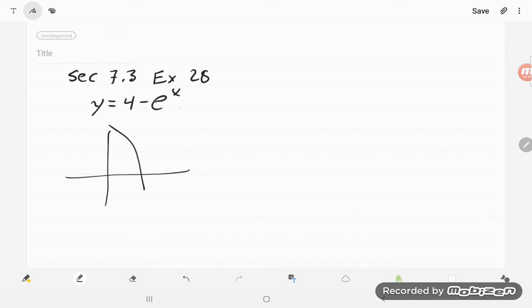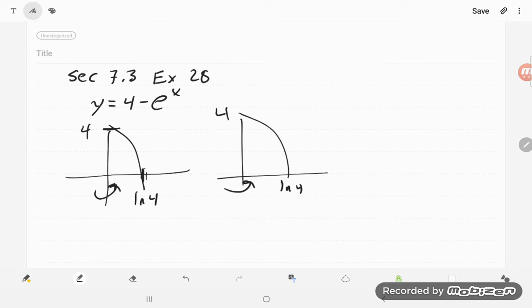So that goes through the natural log of 4, and at 0 it goes up here at 4. And they're saying that this is going to get rotated around the x-axis. Okay, so if it's rotated around the x-axis, I'm going to draw it a couple times here. So we have this log 4. We have 4 there. We got that.